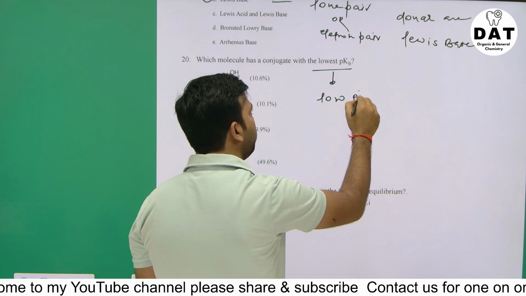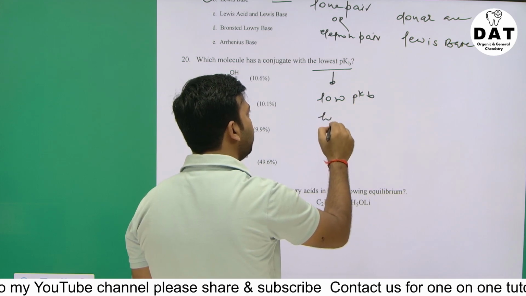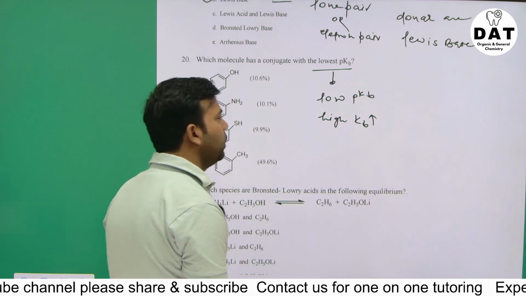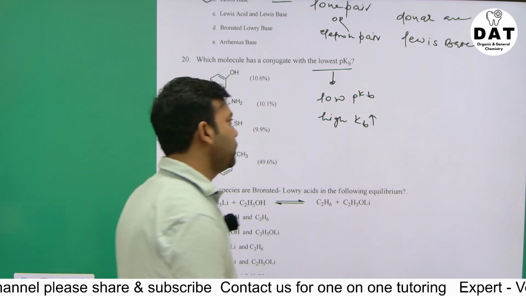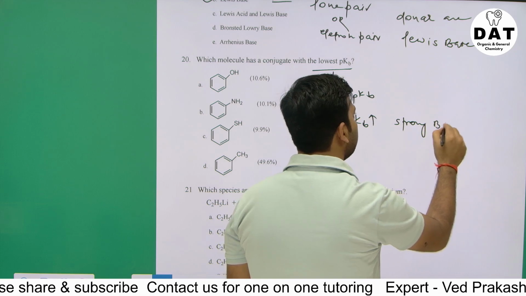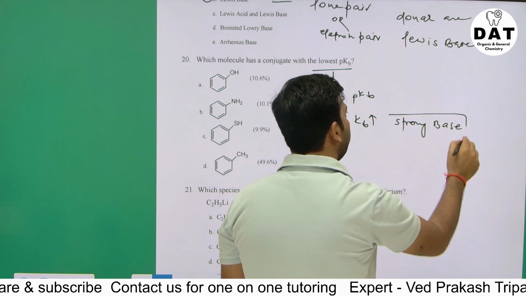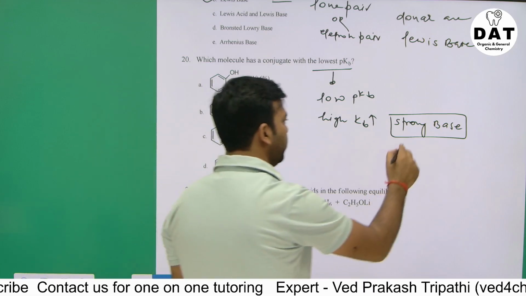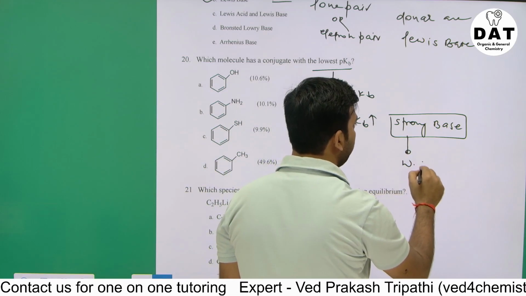Low pKb means high Kb. High Kb means strong base. And we all knew strong base means weak acid, because weak acid forms a strong conjugate base.